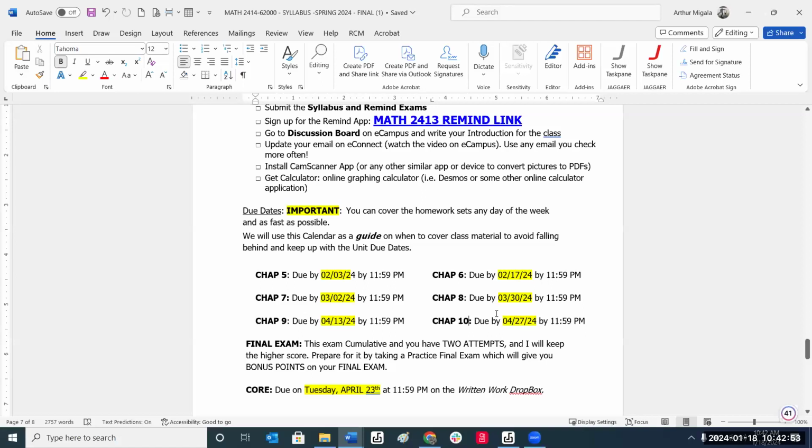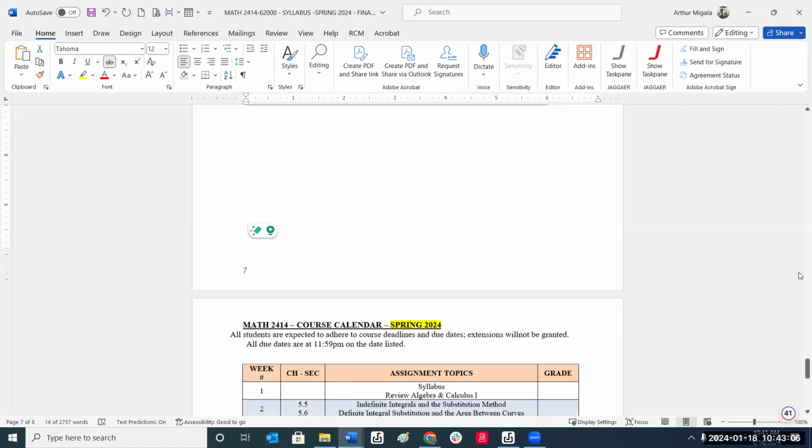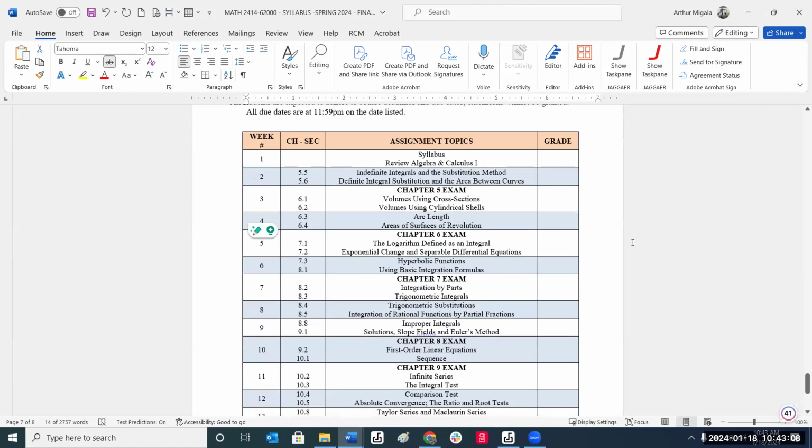There is no core assignment in here because they usually give that to only algebra courses. So I'm supposed to put that in there, but we won't have any core assignment. And here's your syllabus, the calendar for it.